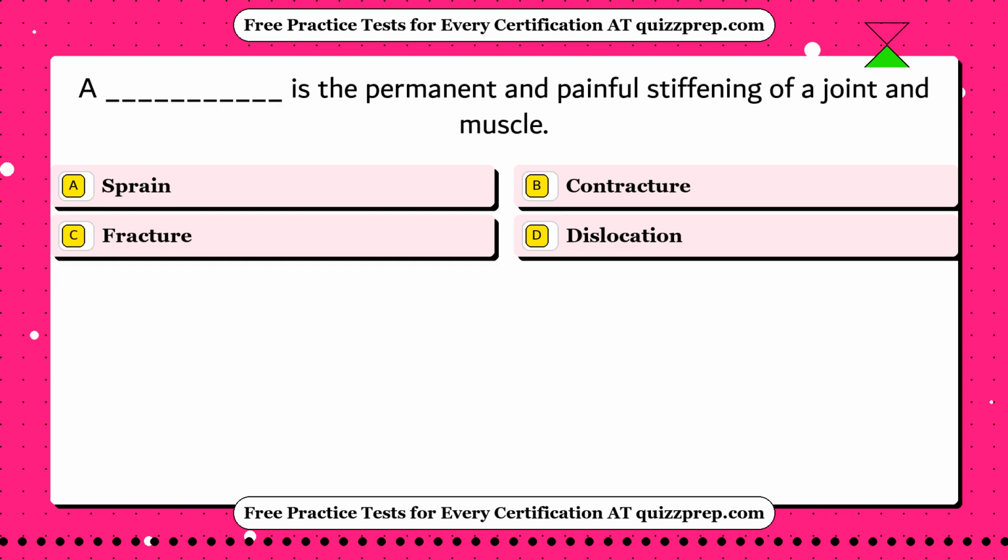Question 26. A blank is the permanent and painful stiffening of a joint and muscle. Option A, sprain. Option B, contracture. Option C, fracture. Option D, dislocation.